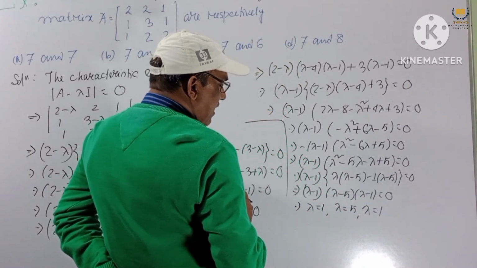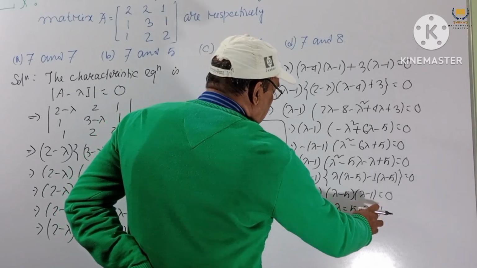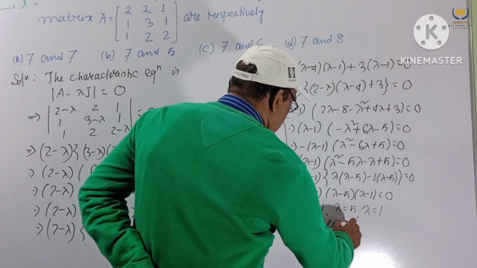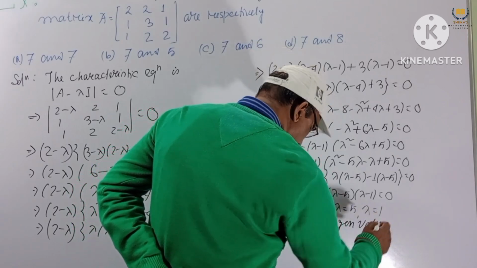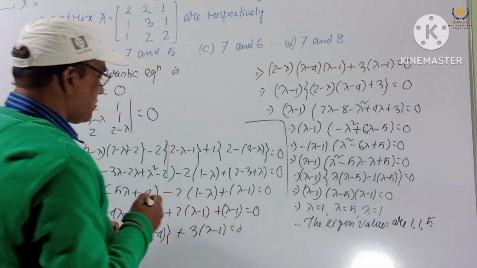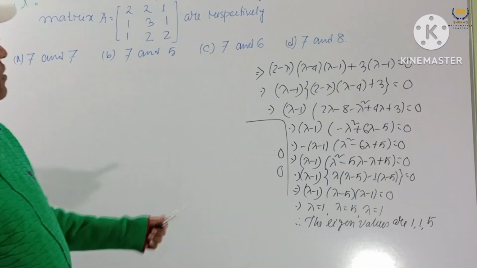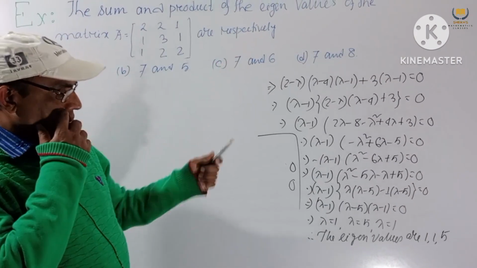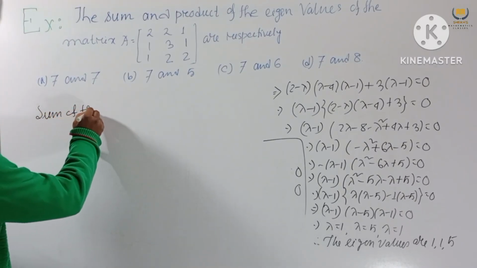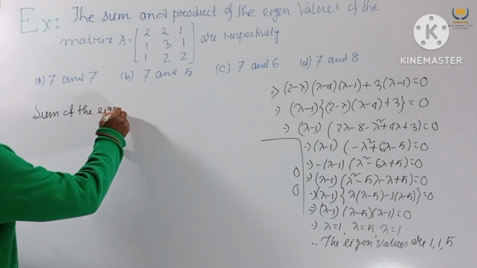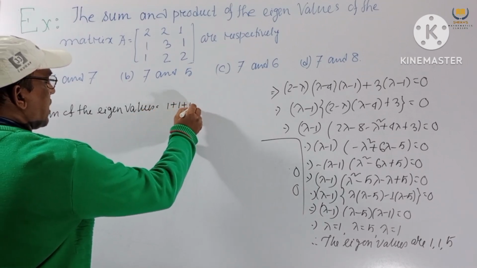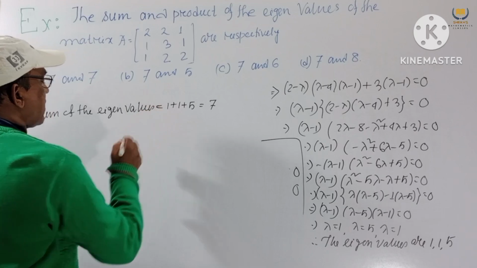So these are the eigenvalues 1, 1, 5. Therefore, the eigenvalues are 1, 1, 5. These are the eigenvalues. So our requirement is the sum and product of the eigenvalues. Sum of the eigenvalues, this is 1 plus 1 plus 5, this one 7.